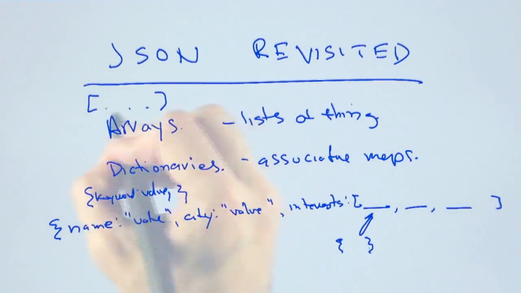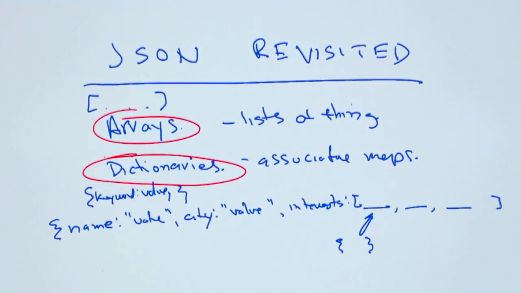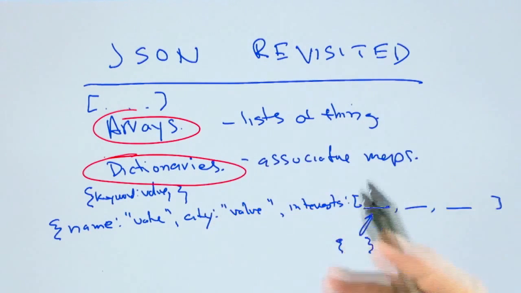The two basic data structures are arrays and dictionaries. Now we're going to go through and show you each of these and teach you how to write them. And then we'll go from a higher level and show how they're used in data representation relative to relational databases.